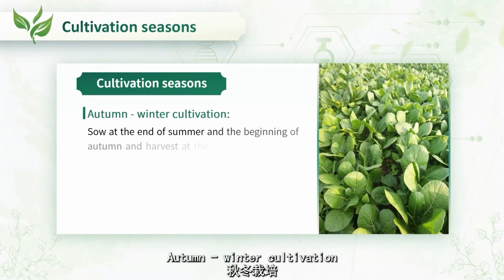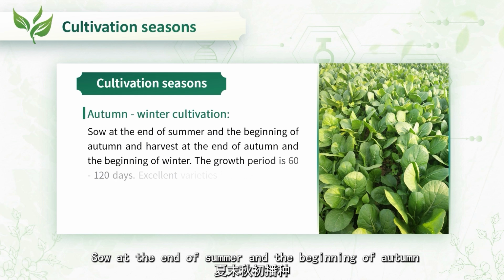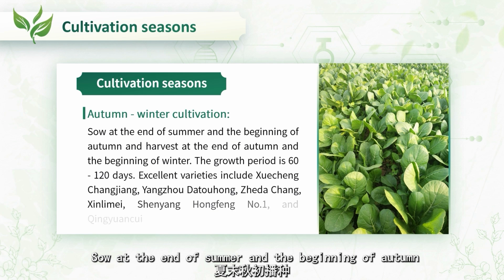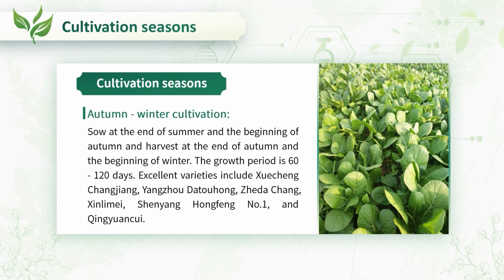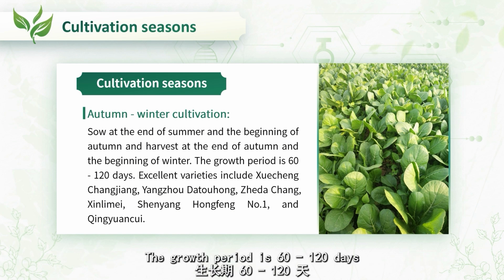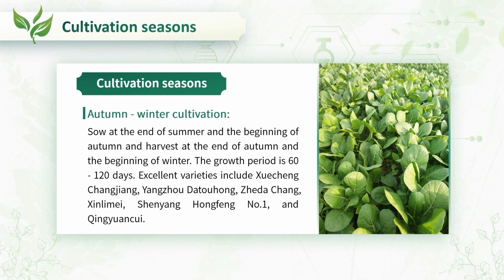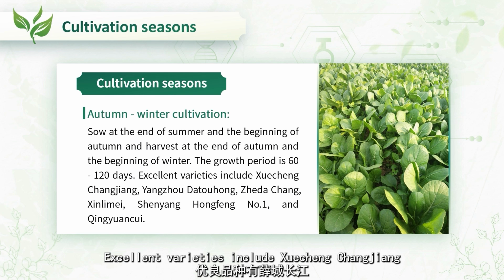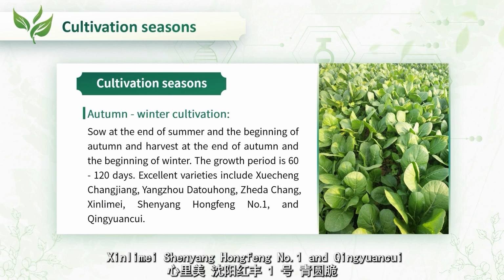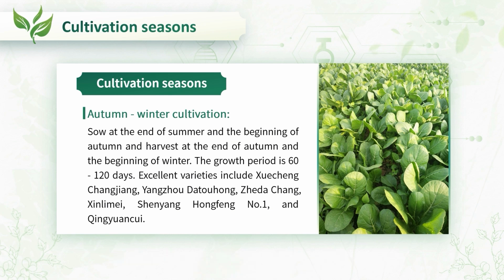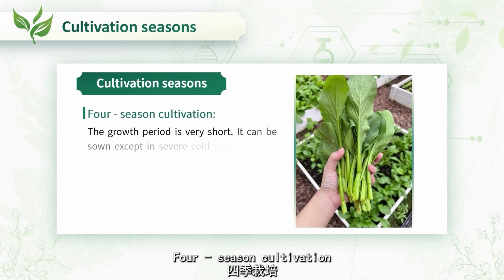Autumn, winter cultivation. Sow at the end of summer and the beginning of autumn and harvest at the end of autumn and the beginning of winter. The growth period is 60 days. Excellent varieties include Zucheng Changjiang, Yangzhou Dataong, Zheidachong, Xinlamei, Shenyang Hongfeng No. 1, and Qingyuanqi.